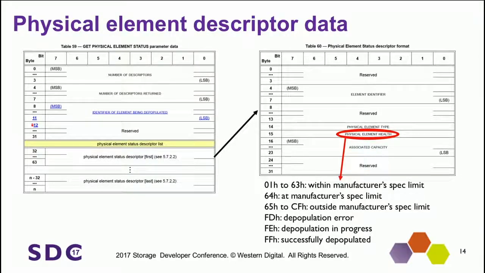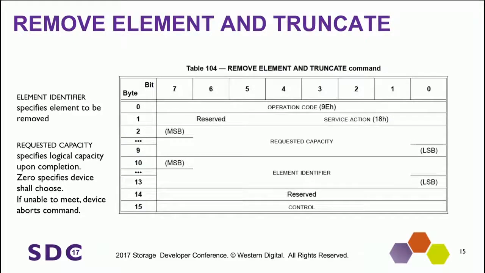So once this data is parsed, if the host finds an outlier here, say this is FE hex for the physical element health, it can match that up and say, oh, well, that's the element identifier of a failed element, so I want to depopulate that. It can issue a remove element and truncate command and put that same element identifier in that command. So that specifies the element to be removed, in which case the element would be removed, the logical capacity would be truncated, and an optional initialization.